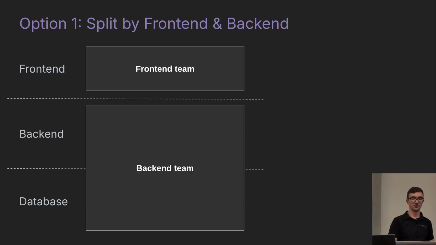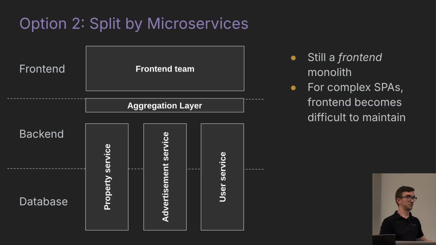One option, obviously, is to split by front end and back end. Another option would be to split up by microservices. For example, you would have a team dedicated to the property microservice, one for the ad microservice, or one for the user. And on top of all that, you have one front-end monolith. But for complex single-page applications, such front-end monoliths may still become difficult to maintain, which is exactly where micro frontends come into play.